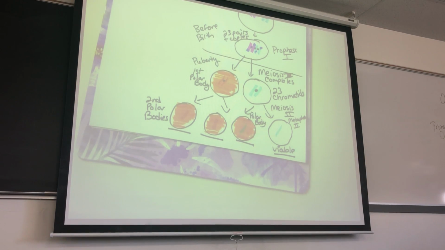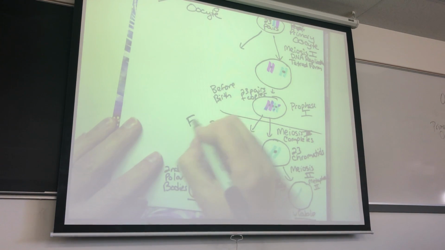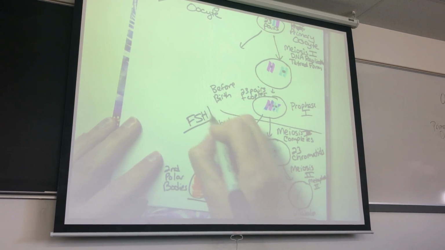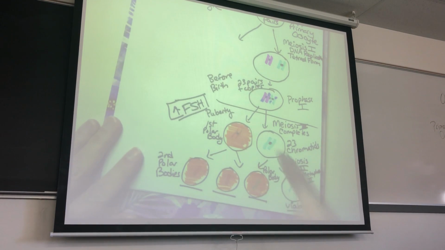FSH has to trigger this whole thing at puberty. So the girl is going to have a significant rise in FSH. And that's what's going to cause her to complete meiosis 1 and continue with meiosis 2.